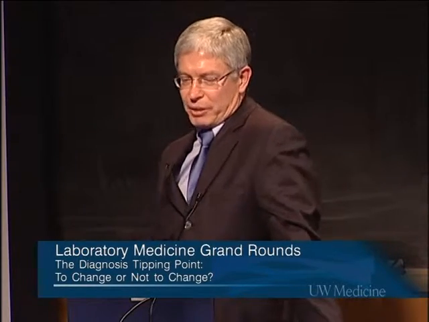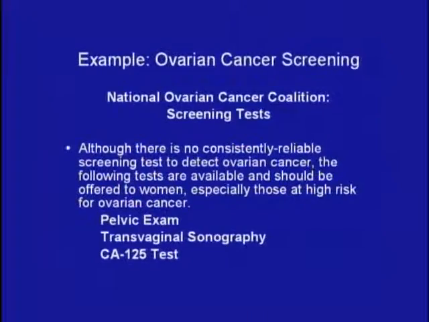I just want to give a brief example. Ovarian cancer screening is an area of some controversy, and I did a little searching, and there's an organization called the National Ovarian Cancer Coalition. They have a statement that although there is no consistently reliable screening test to detect ovarian cancer, the following tests are available and should be offered to women. So presumably all women, but especially those at high risk. And then they cite pelvic exams, ultrasonography, and the CA-125 test.